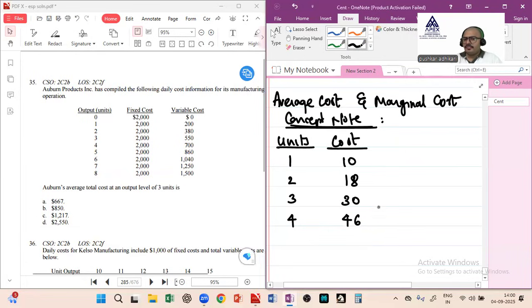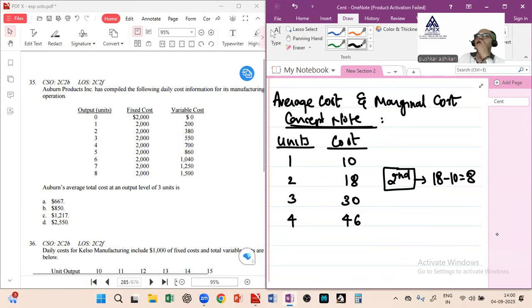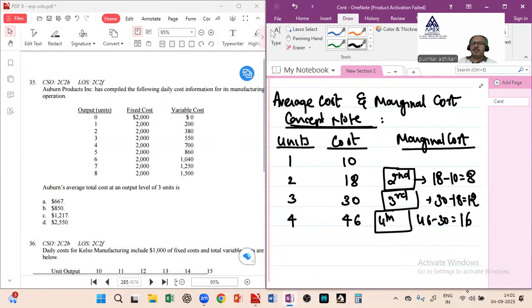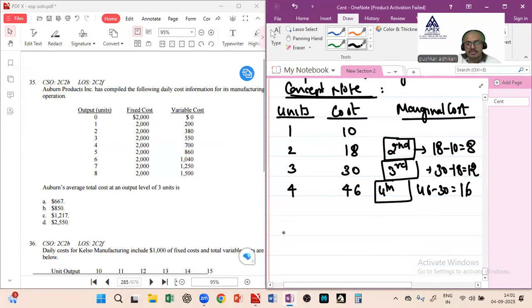Now please try to understand. For the second unit specifically, your cost individually only for the second unit is 18 minus 10, which is equal to 8. Agreed or disagreed? This is known as marginal cost. For the third unit specifically, I am talking only about the third, it is 30 minus 18. For the fourth unit, only the fourth unit, it is 46 minus 30, which is equal to 16. So what did you learn here? You learned marginal cost.